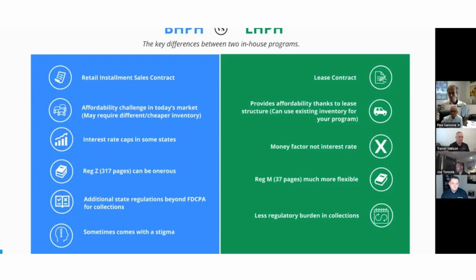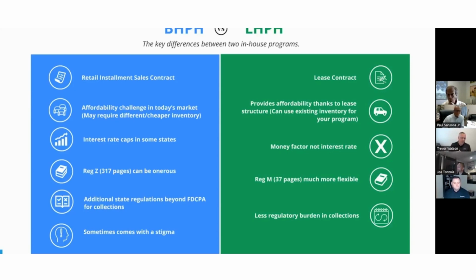Another difference, and a big one here, between a retail installment sales contract and a lease, thanks to Reg M, is that a lease does not have an APR. By definition, it has a money factor or a rent factor. You can translate that money factor into what's known as the interest rate implicit in the lease, but there is no APR. And what that means, particularly in states that have really low interest rate caps, also known as usury rates, is that it often precludes those dealers from being able to even do an in-house program because there's simply not enough margin in there to make it work. But with a leasing program, that's not an issue. There is no usury rate and no interest rate cap.